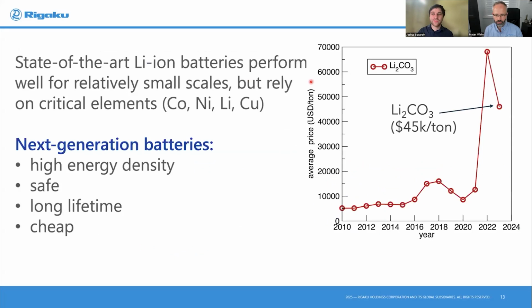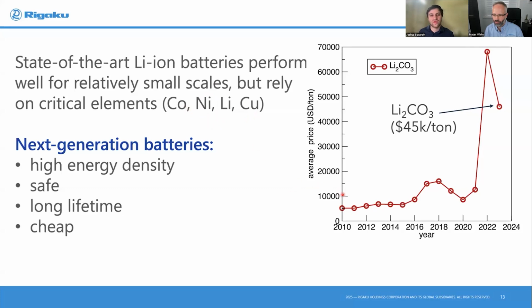Okay, so you could probably guess what the problem with that is. And the problem is that our state-of-the-art lithium-ion batteries perform really well on small scales. They charge pretty fast, last long, maybe not as long as we'd like to, but have high capacity. But they tend to be quite expensive. So cobalt, nickel, lithium, and copper are all involved in the standard battery chemistries that we use. They're all varying degrees of rare and expensive elements.